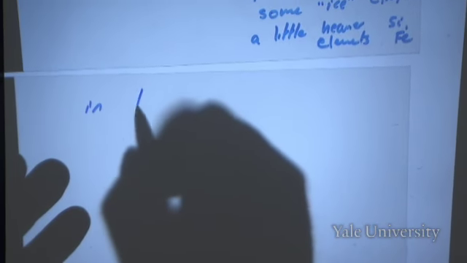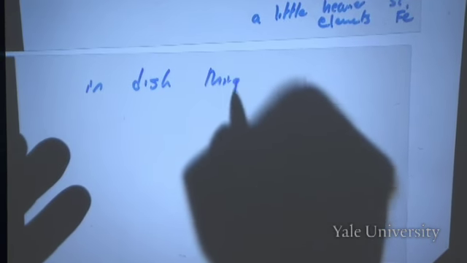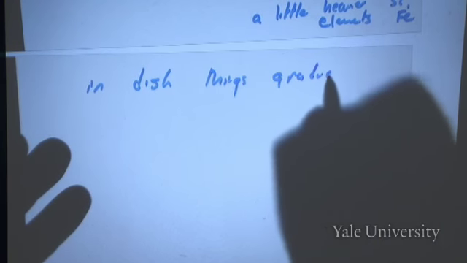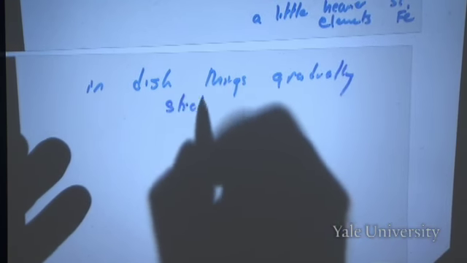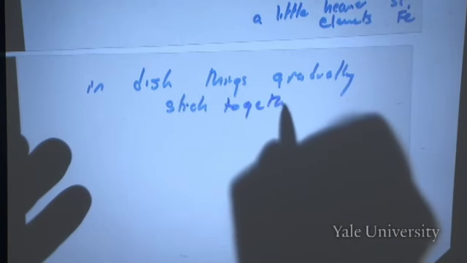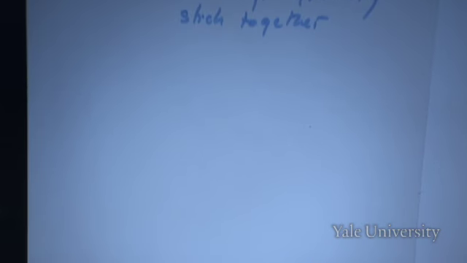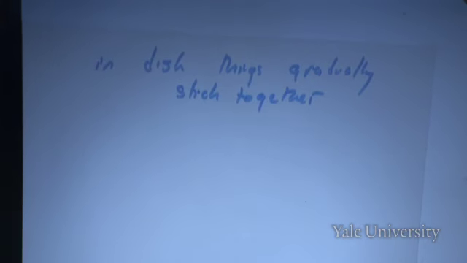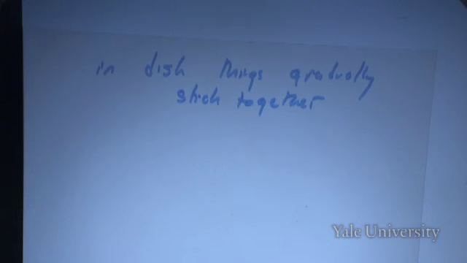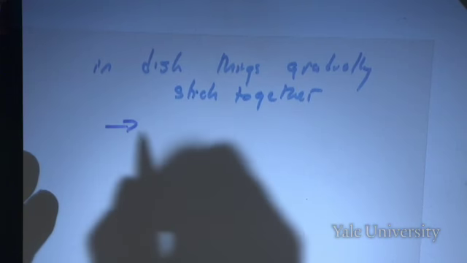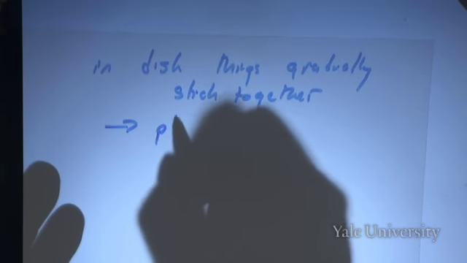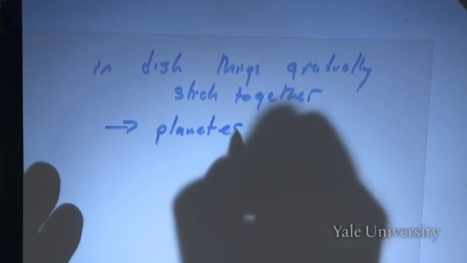In the disk, things gradually stick together. So rather than having individual atoms or molecules, the molecules and atoms sort of run into each other, form dust grains. The dust grains, or ice crystals or whatever, run into each other, form bigger things, and you gradually make bigger things as the little things collide with each other and stick. So in the disk, things gradually stick together and become tiny little objects, which are sometimes given the name planetesimals.